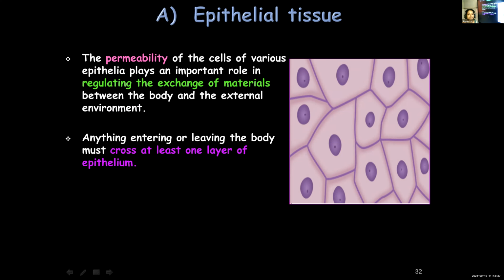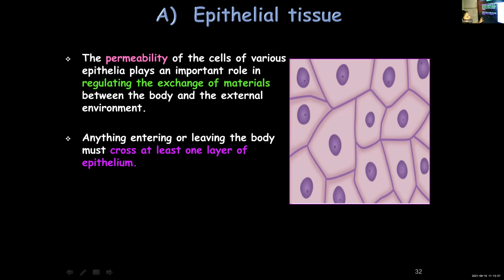Permeability means what? Ability to allow substances to pass through it. Impermeable means the membrane or the layer which cannot permit substances to pass through. Semi-permeable will allow certain substances to pass through. And permeable means which will allow substances to pass through it freely.